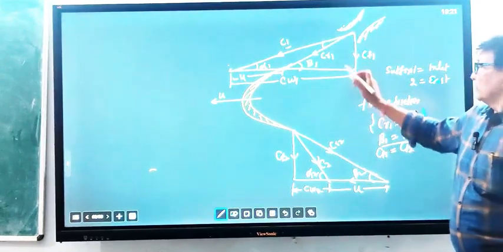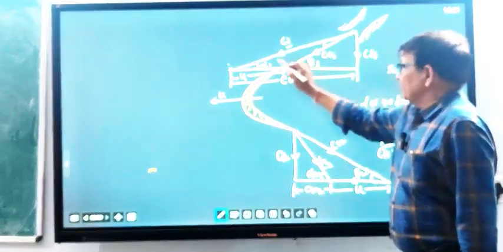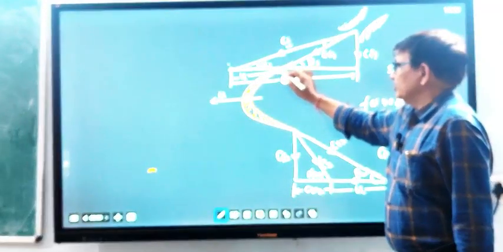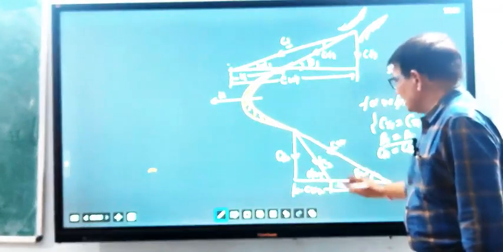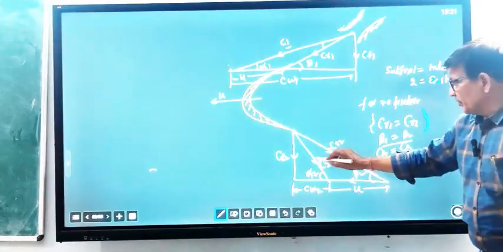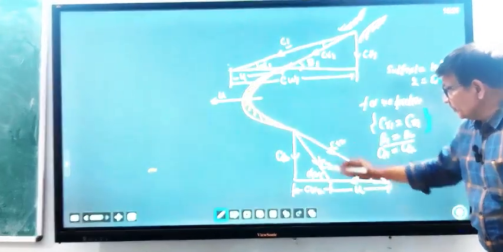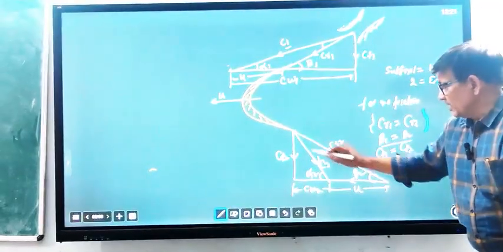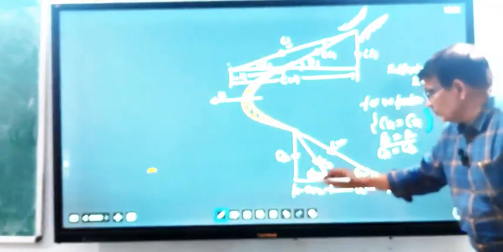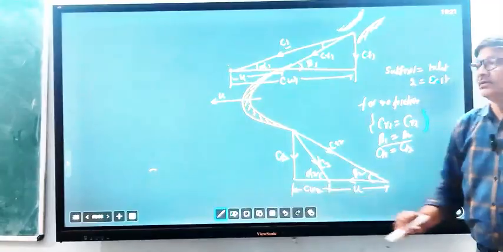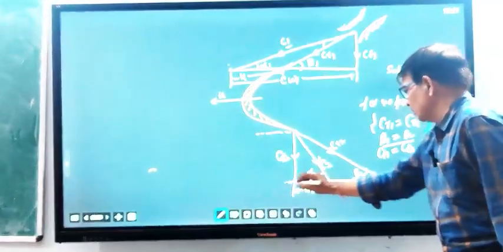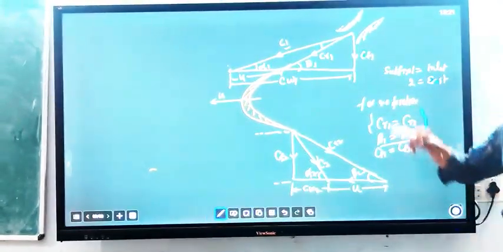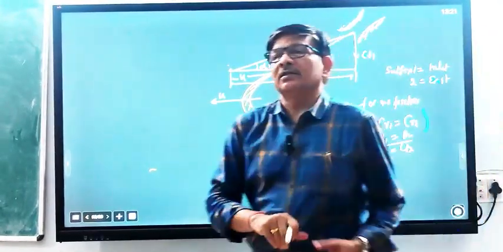Alpha 2 is the angle of the nozzle, or you can say the angle the absolute velocity makes with the tangent to the tip of the blade. Here you can see alpha 2 is the angle of the absolute velocity component leaving from the exit of the blade, making an angle with the tangent of the blade. This is the tangent of the blade. These are the two velocity triangles at inlet and outlet.